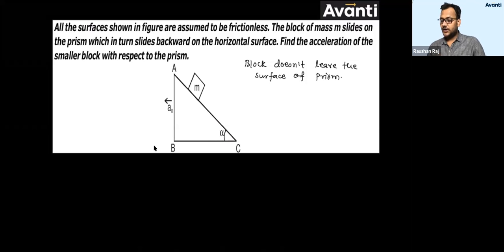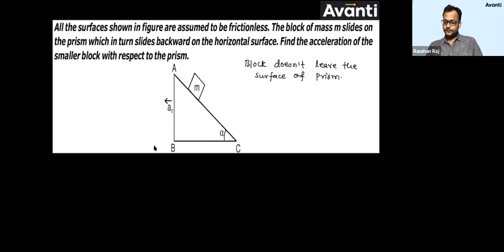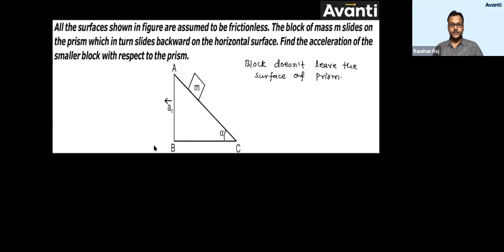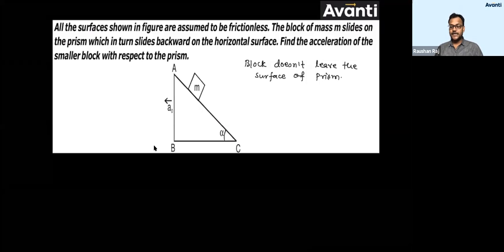So the block does not leave the surface of the prism. All the surfaces shown in the figure are assumed to be frictionless. The block of mass m slides on the prism, which in turn slides backward on the horizontal surface. So when this block slides on the prism, the prism will slide towards the left with acceleration a naught. Find the acceleration of this smaller block with respect to the prism.